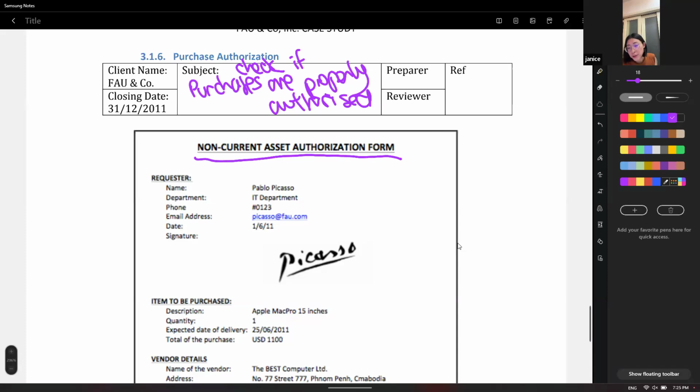All right, so the first one we have here, the previous teacher did a very funny one, so it's nice to have something funny here. So it's requested by Picasso. I hope you guys know who Picasso is. So it's signed by him. It's from the IT department, and he wants to buy an Apple Mac Pro for US $1,100.